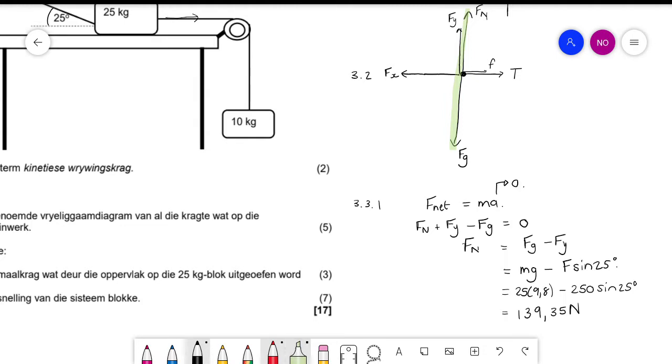Do you guys understand where I got that from? So the two forces upwards must be equal to the force pulling downwards. So I just moved the one over.